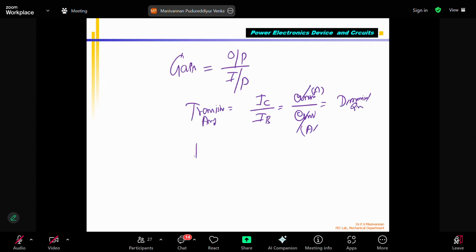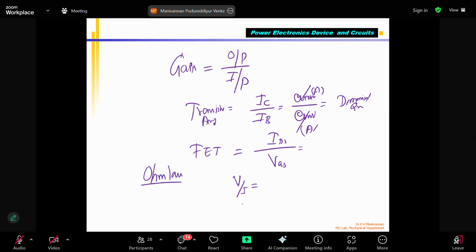But in case of FET, my input is VGS and output is IDS, correct? Current in the numerator, and in the denominator you have voltage. So what is voltage divided by current? Anybody? Resistance. Ohm's law.